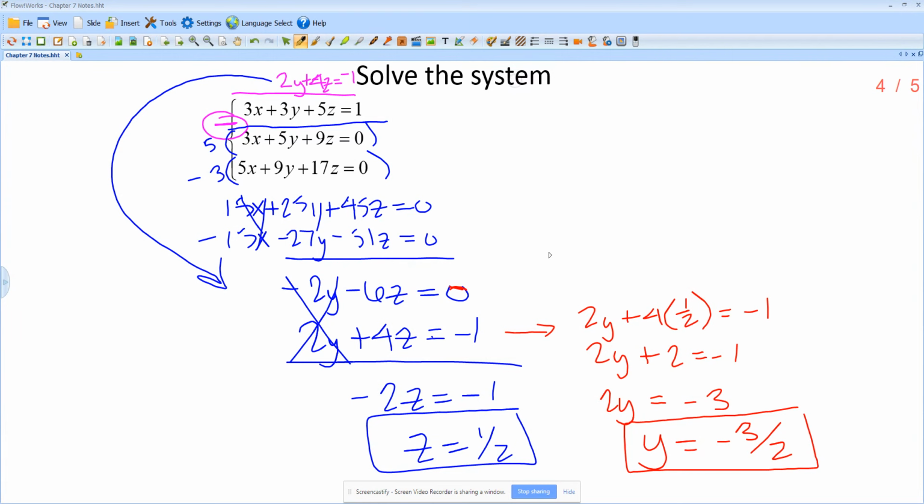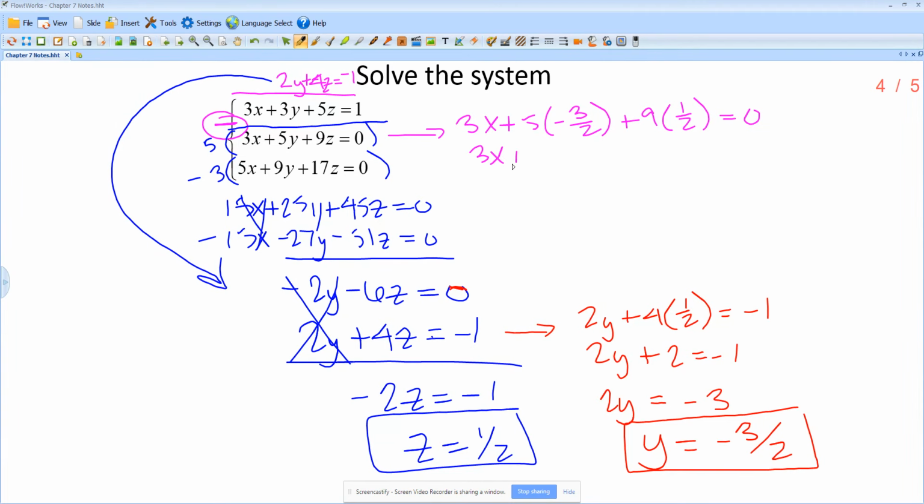Now I have z and y. I can pick any of these equations to substitute into. None of them are particularly easy. I'll pick the middle one because it's all positives. It equals 0. Why not? 3x plus 5 times negative 3/2 plus 9 times positive 1/2 equals 0.